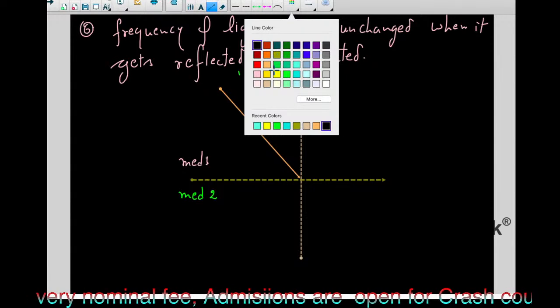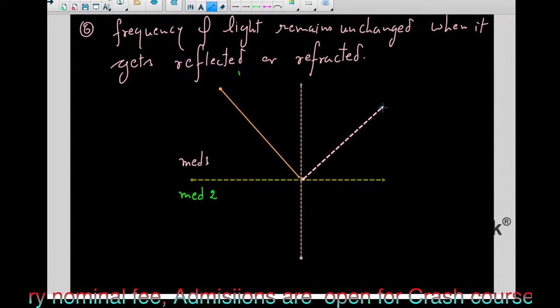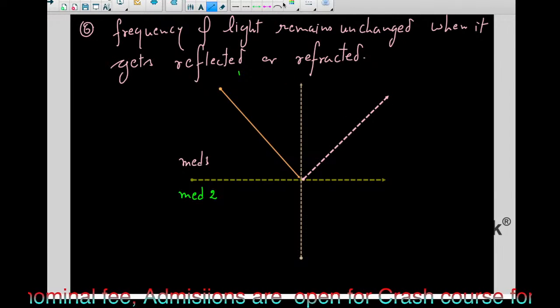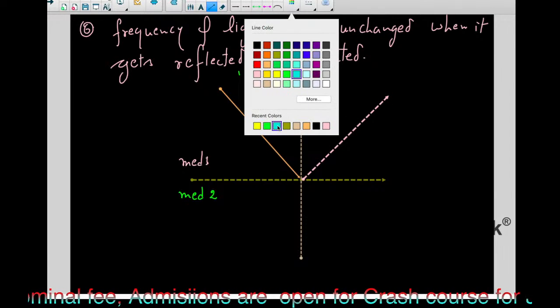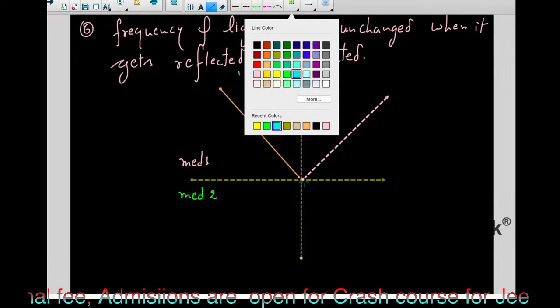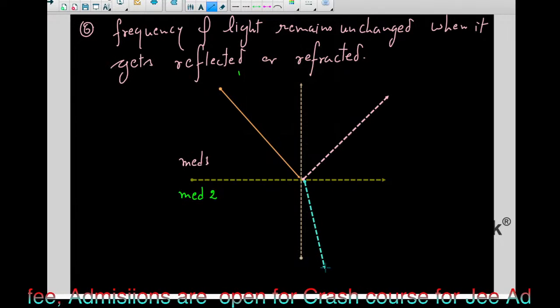Okay, so let's say this one. It may be reflected also, right, and some part of the light may be refracted also, like this. So it will be the bending phenomena, may go away from the normal, may go towards the normal, like this way.